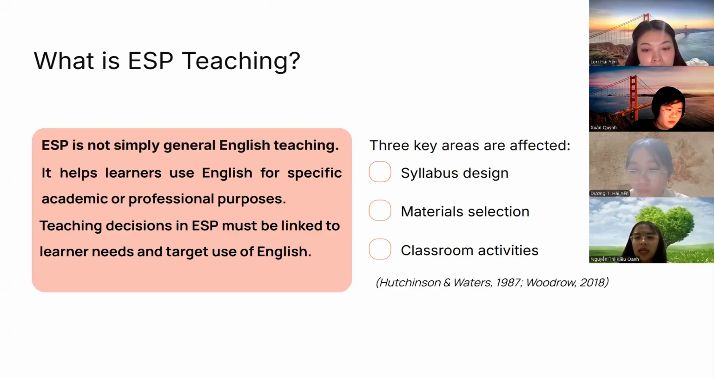So when we teach ESP, we need to ask questions like this. What will learners do with English in their future workplace or academic setting? What kinds of text will they read? And what kind of interaction will they take part in? What language and skills do they really need? From this perspective, ESP has important implications for three key areas: syllabus design, material selection, and classroom activities.